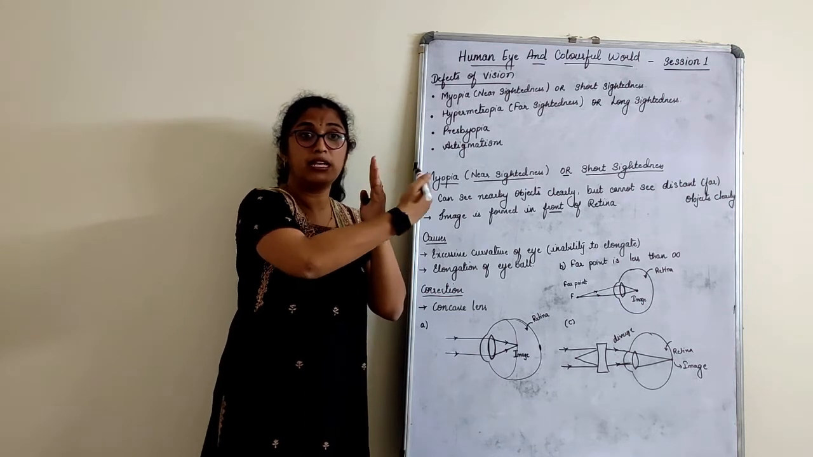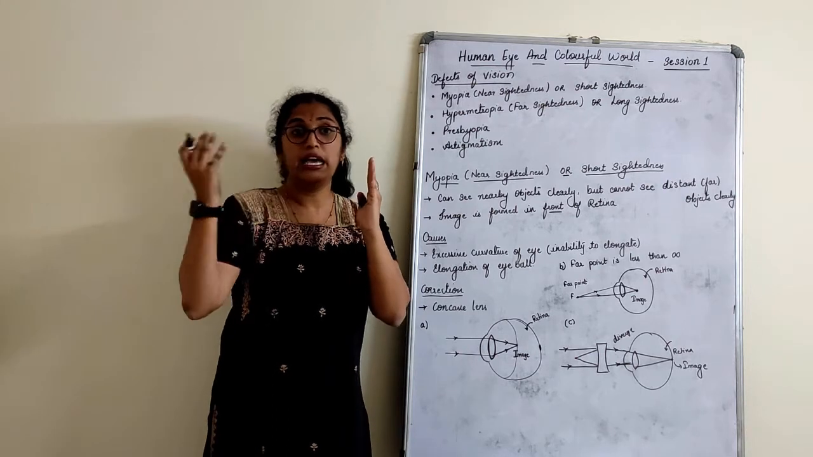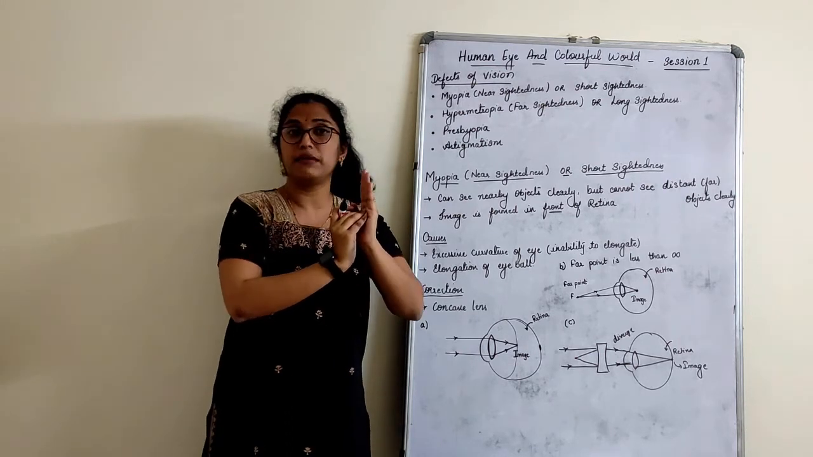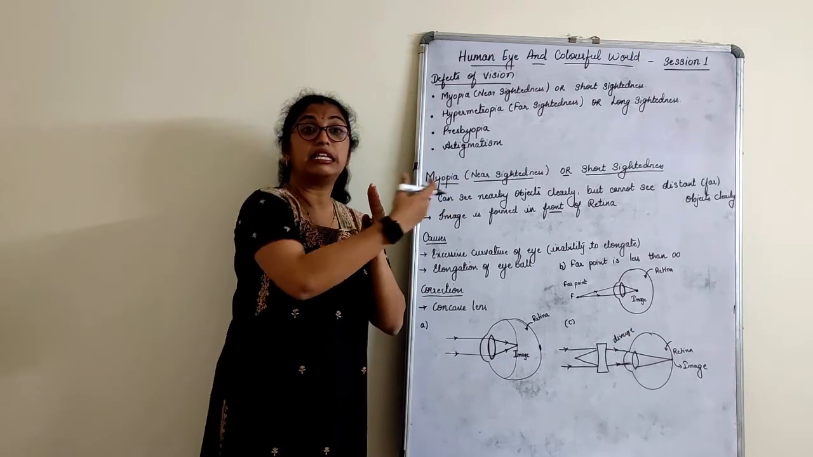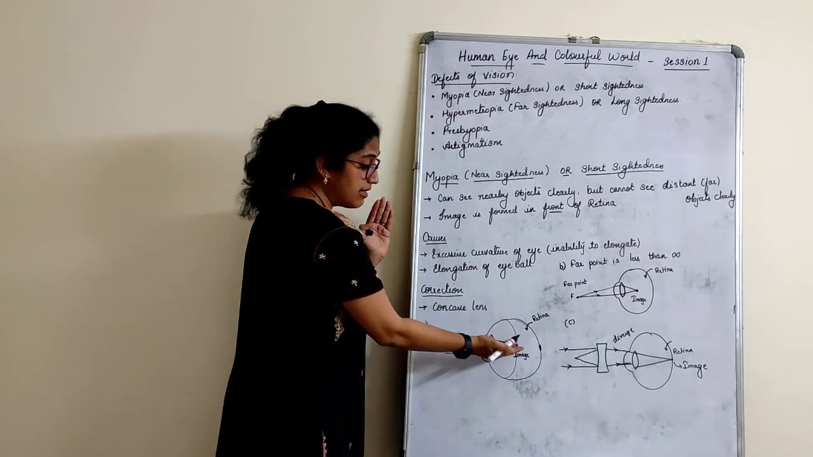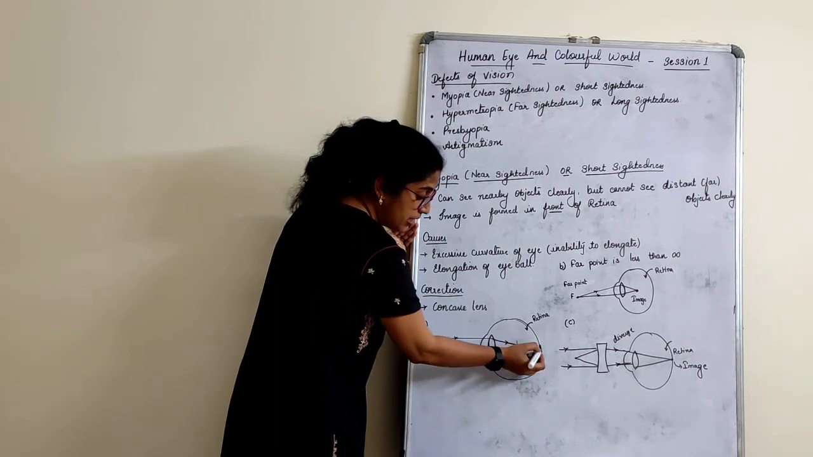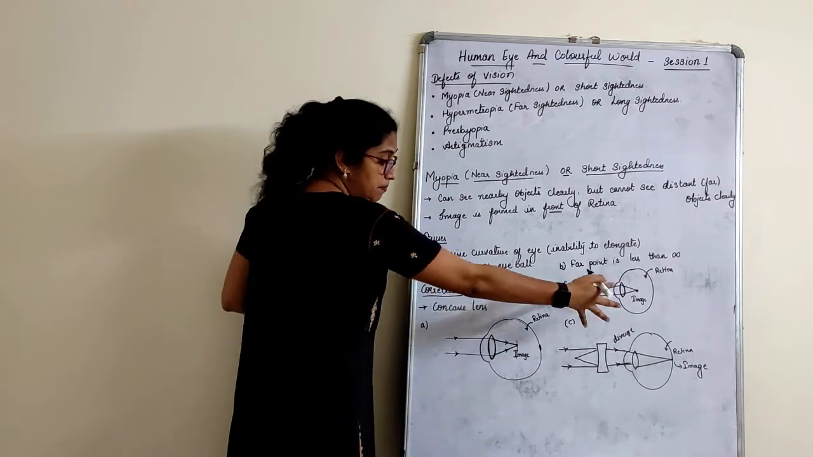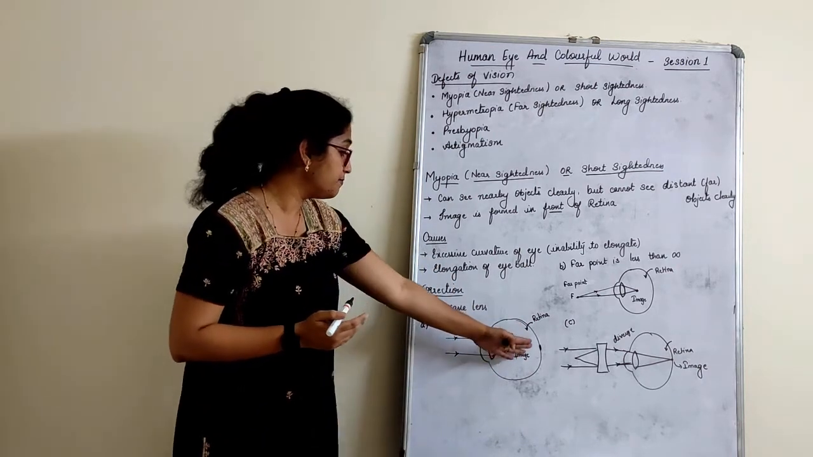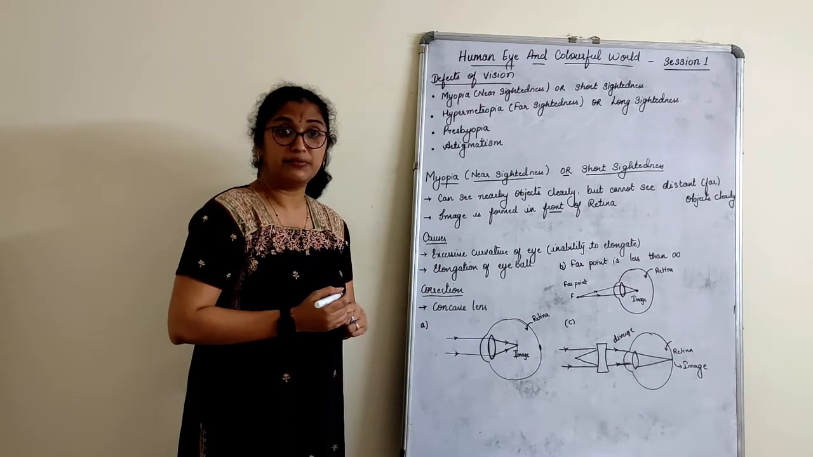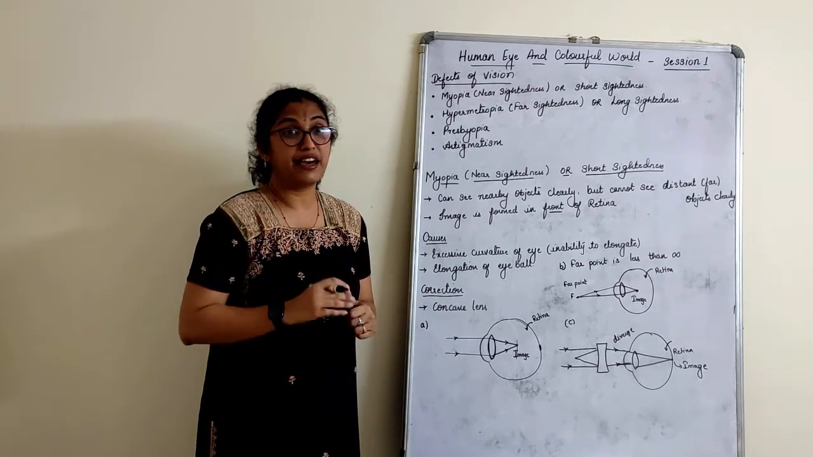But the eyeball has actually increased. How will the image know where the retina is now? It is coming and falling according to the usual method. But your eyeball has elongated, that means it has become big. So your image formation is correct, but it is forming here, before the retina. That is why you are not able to see far away things.